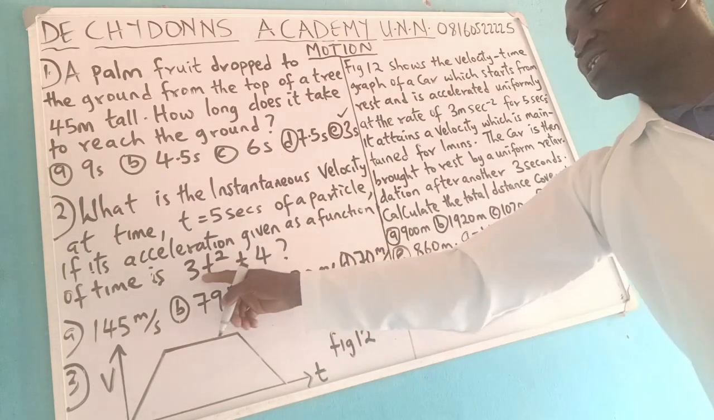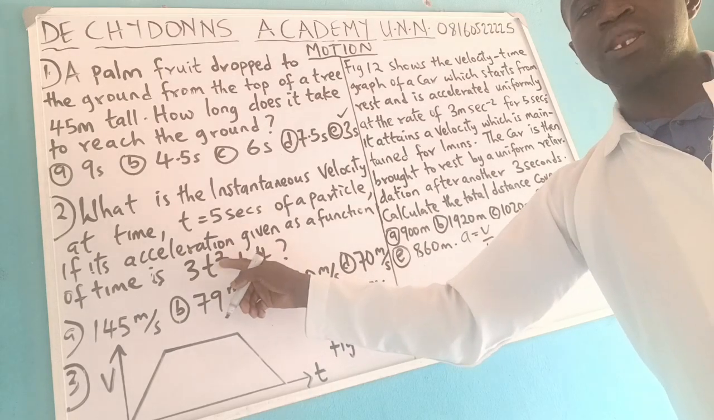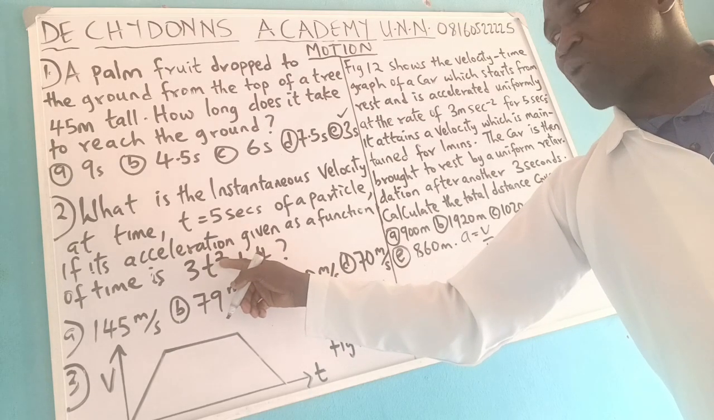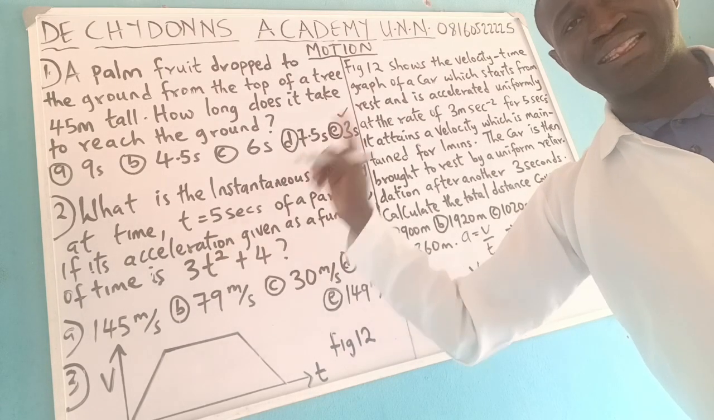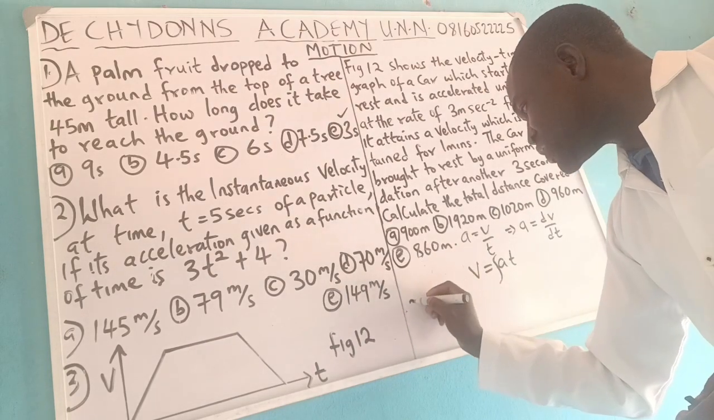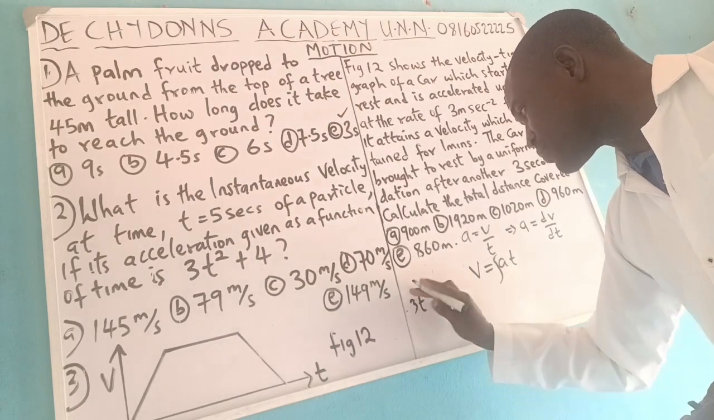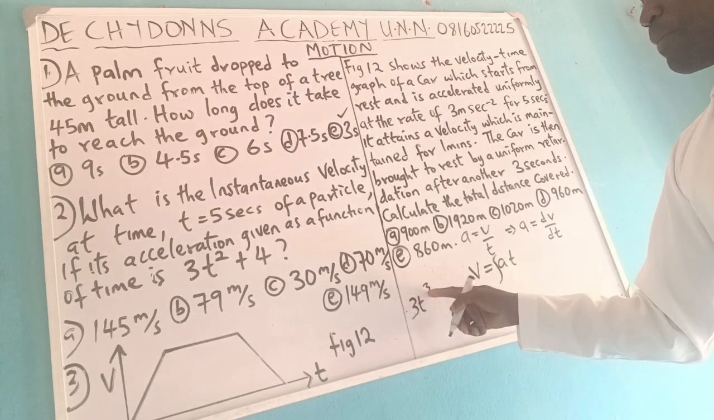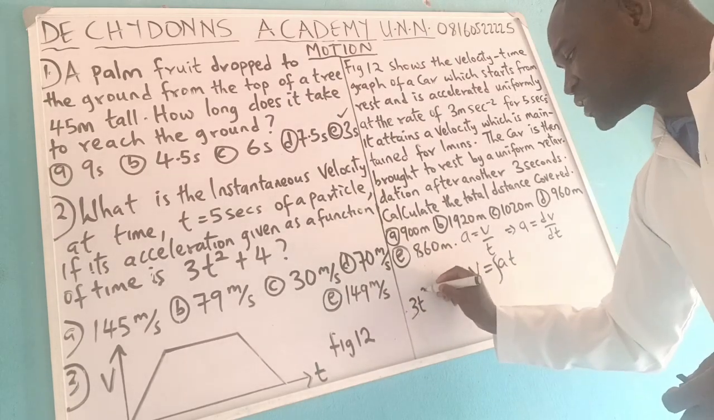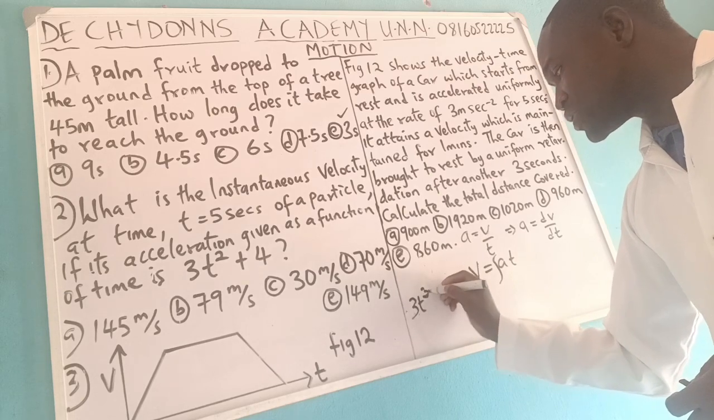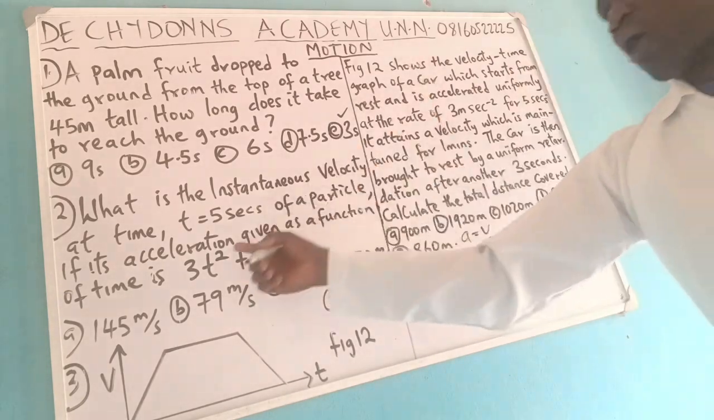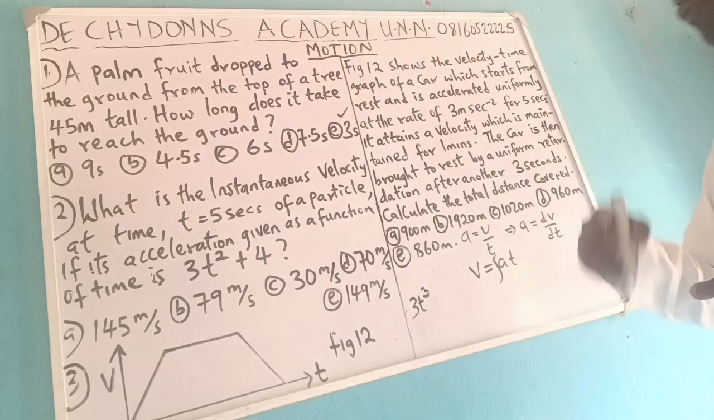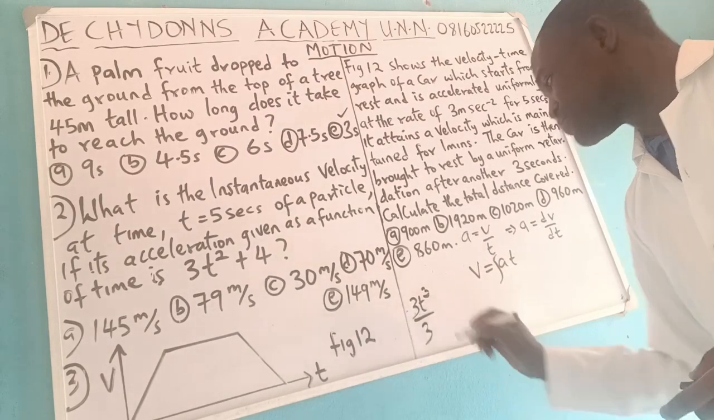Now to integrate this, you say add 1 to the power, which is already 2. Add 1 to the power, it becomes 2 plus 1, 3. You have 3t raised to power 3. Then what is the new power? You say the new power is 3. Now it means add 1 to the power, you have 3, all over the new power, 3.